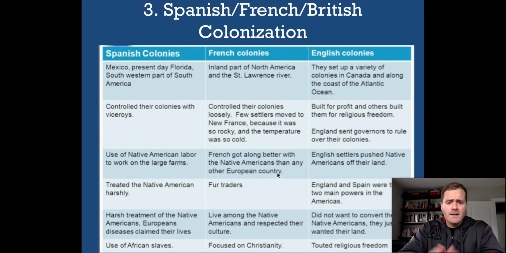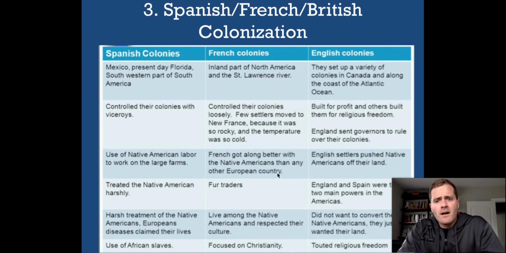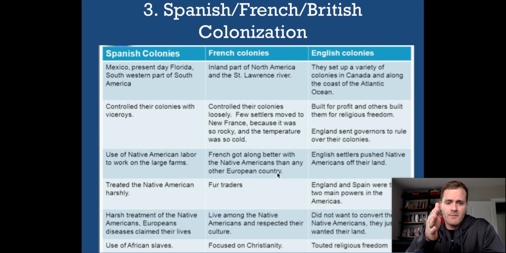Now, broadly speaking, the three main groups of colonizers we should know are the Spanish, the French, and we could put it French/Dutch because they take a very similar colonization pattern, and then the British. The Spanish are going to colonize what we now know as Mexico, Florida, the southwestern part of South America, and much of Latin America. The Spanish are going to use Native American labor.